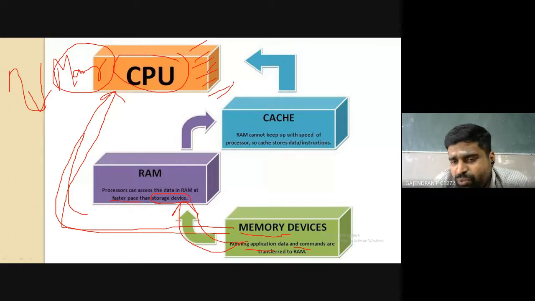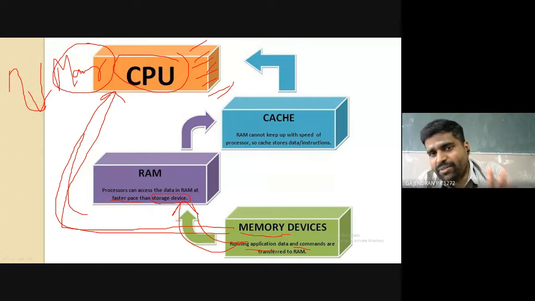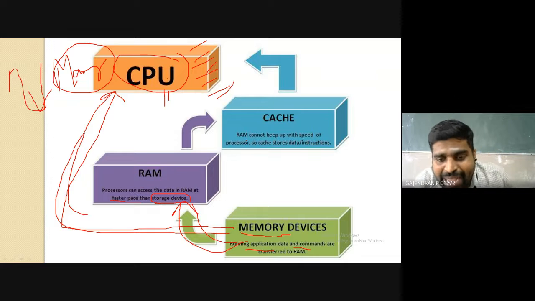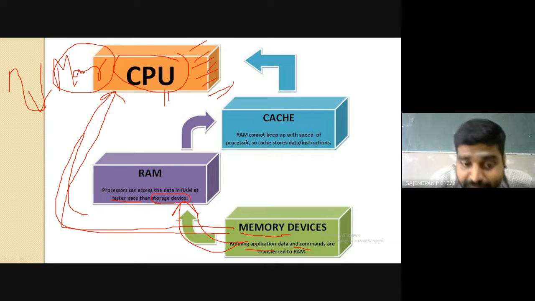Okay, so the CPU has to be very efficient. That is why they add some memory units in between, which process at a speed equivalent to the CPU. Here, RAM can't keep up with the speed of the processor. The speed is not matched between the RAM and the CPU. Therefore, they introduced one more memory called cache.